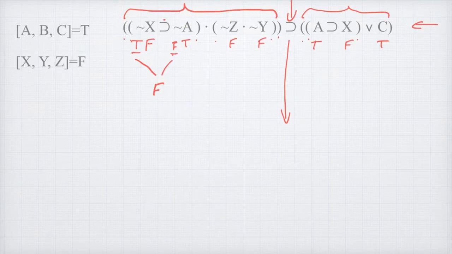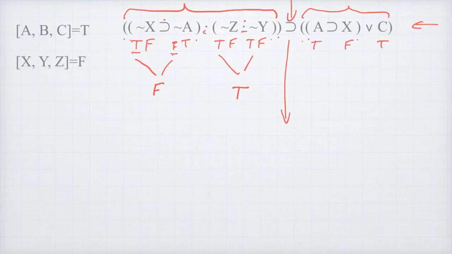Now I do the same with not Z and not Y. I know that Y is false, so not Y is true. Z is false, so not Z is true. So I have true and true, there's my little and right there. If I go to my truth table for the and statement, I know that the and statement is only true when both conjuncts are true. Since they're both true, I know I've got true.